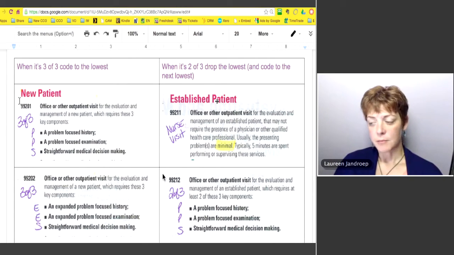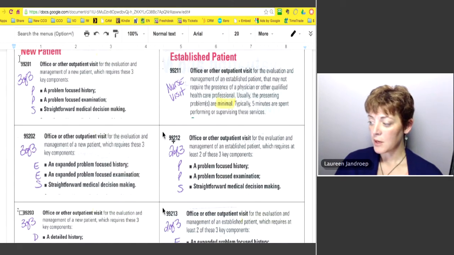So leveling is, if you look at 99201's definition, you'll see at the end it says which requires these 3 key components. So that's why I wrote 3 of 3 in the margin for these. For the established patients, if you look at 99212, it's saying which requires at least 2 of these 3 components, and so that's called 2 of 3.